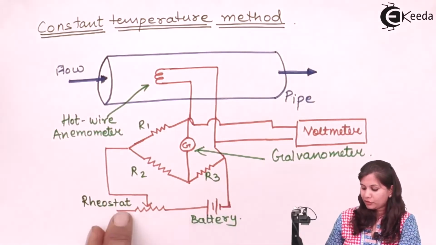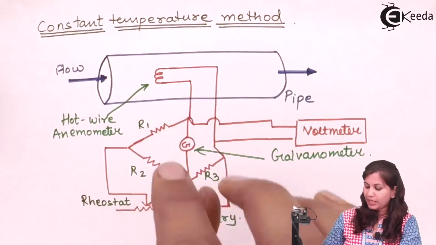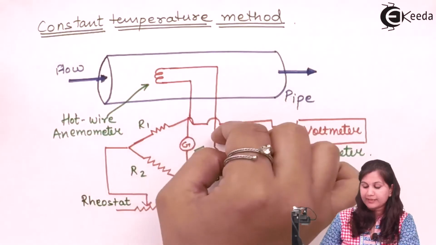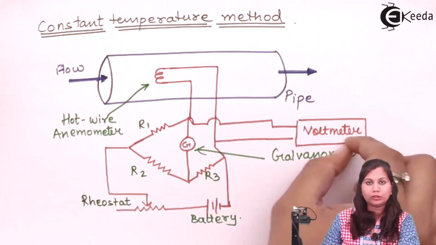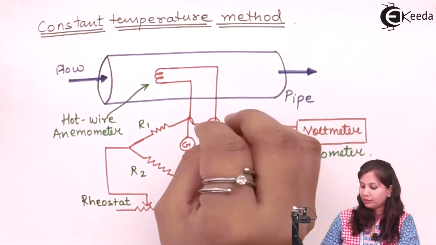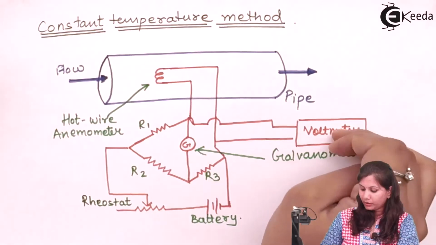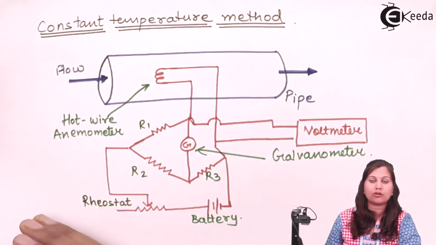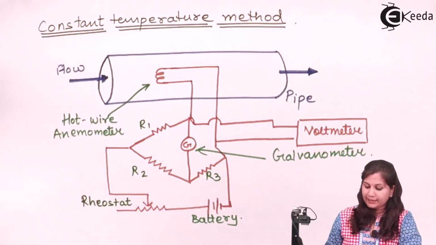Then we have a battery and rheostat to vary the current through the bridge circuit. Along the arm where this sensing wire is connected, a voltmeter is also connected, so that we can measure the voltage drop across this arm. The galvanometer is there to show the null deflection, or for the balancing of the bridge. Let's see how this method works.